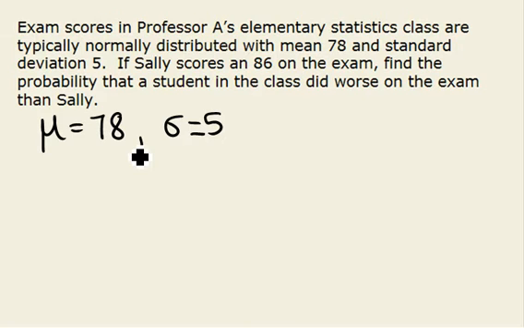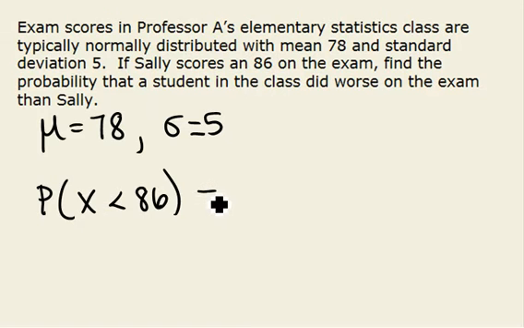To do worse than Sally, the student would need to have a score that's lower than Sally. And when we're talking about a mean of 78 and a standard deviation of 5, this is not a standard normal. We're going to need to turn it into a standard normal, which we call a z. So we start with looking at the probability of being less than Sally's score of 86, and we're going to call this an x because it's in terms of a normal distribution centered at 78 with a spread of sigma equal to 5.